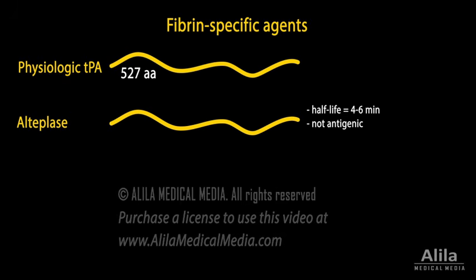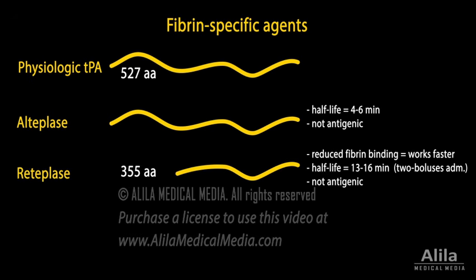Alteplase is the first agent produced by recombinant technology and is identical to the physiologic TPA. It's often the top choice for treatment of strokes, pulmonary embolism, and cardiovascular events. Alteplase is not antigenic and may be re-administered as necessary.